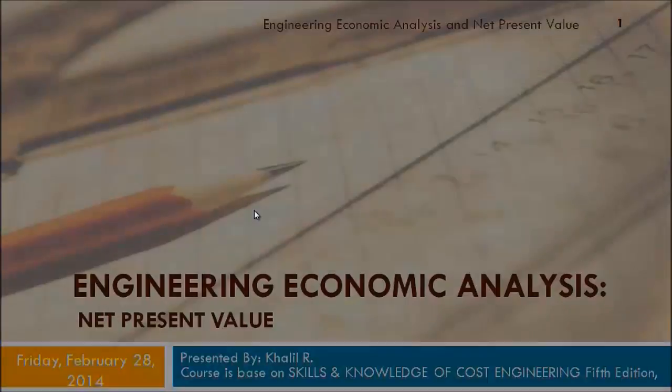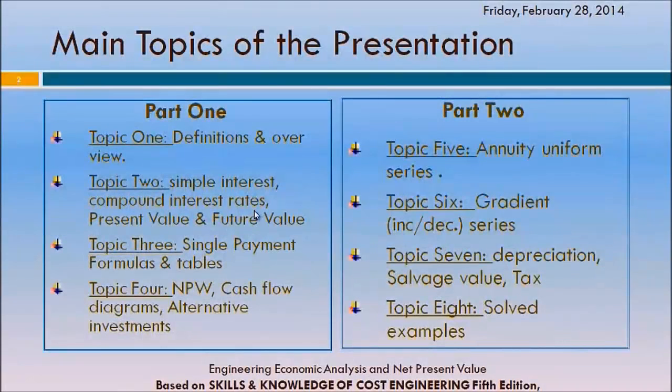So the topic is being split into two parts, part 1 and part 2. I'm done with the first tutorial, which is part 1, but part 2 is still under preparation. Part 1 will be talking about 4 topics: definitions and overview; simple and compound interest rate, present value and future value; single payment, and all the formulas and the tables for all types of payments; then topic 4 will be net present value, cash flow diagram, and alternative investments.